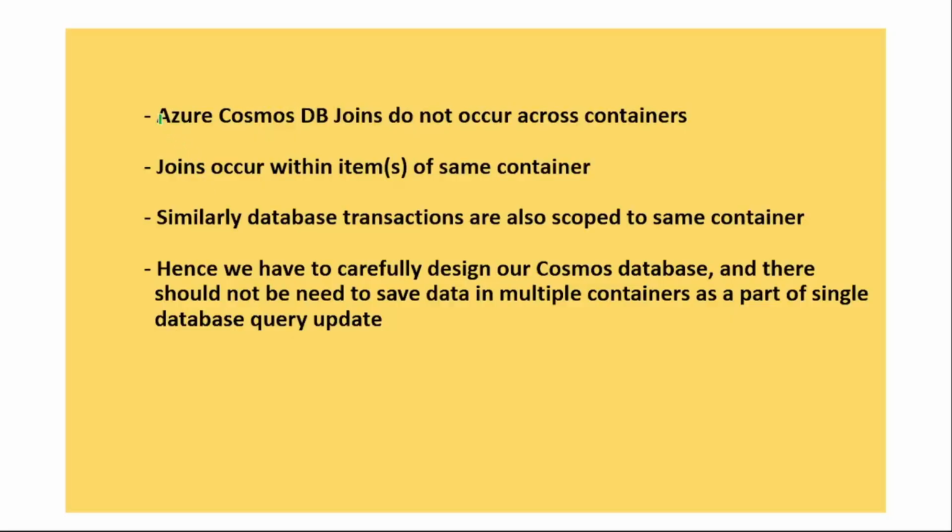So, summary: Azure Cosmos DB joins do not occur across containers, and joins occur within items of the same container. Similarly, database transactions are also scoped to the same container. And hence guys, this is again an important concept. Hence, we have to carefully design our Cosmos database, and there should not be a need to save data in multiple containers as part of a single database query update. And that's why we should carefully design our Cosmos DB, and we'll see it in our upcoming video.